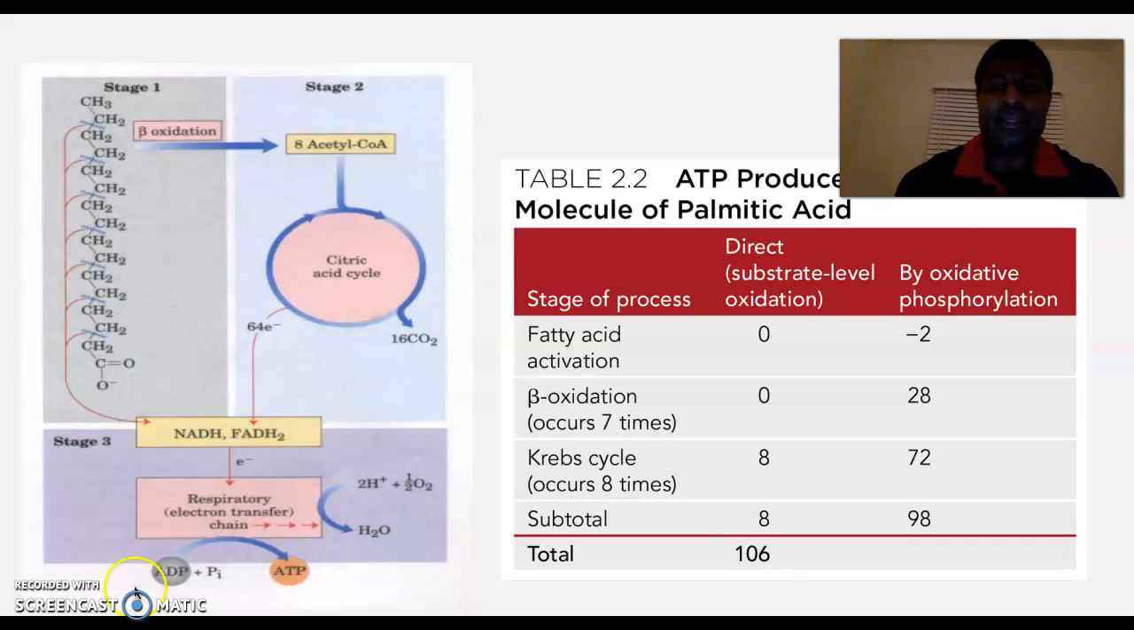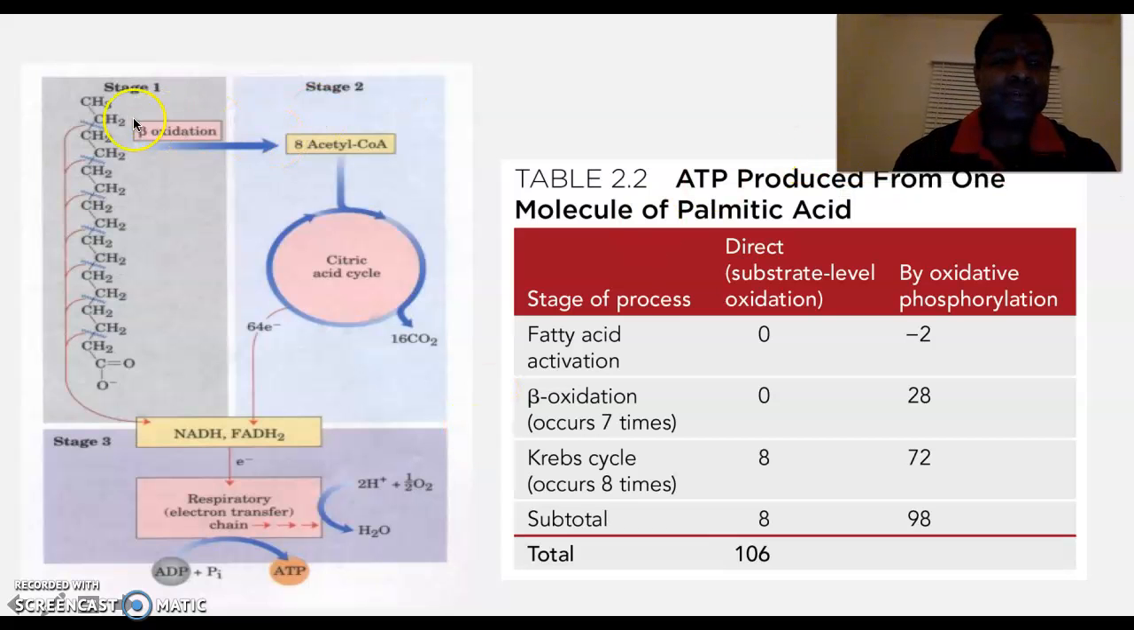And then we have palmitic acid, which is a fat. So the first stage, once again, is different. So it's not glycolysis, it is beta oxidation. And that's basically just breaking down the carbon chain of the fatty acid. So palmitic acid has 16, so you just divide that in two, and that will give you 8 acetyl-CoA, and that's what goes into the Krebs cycle.